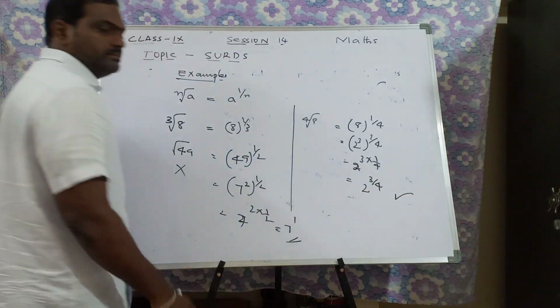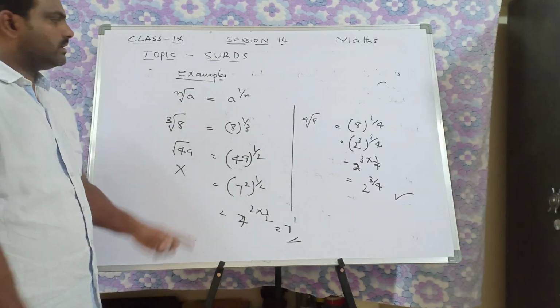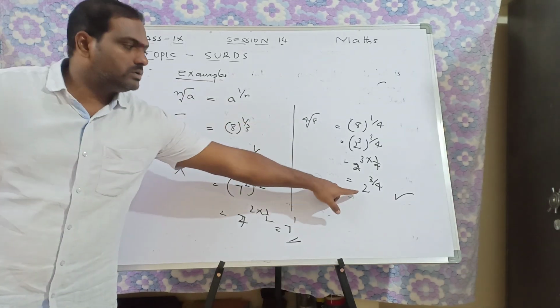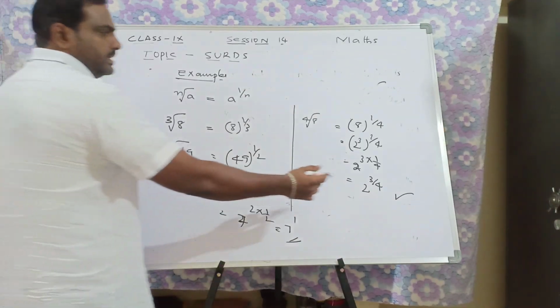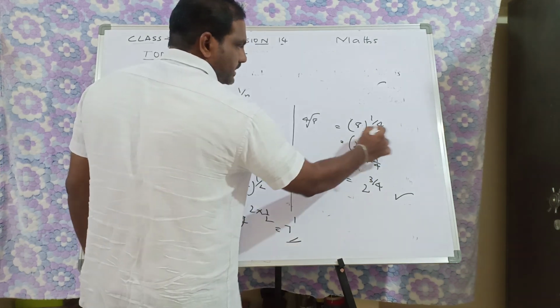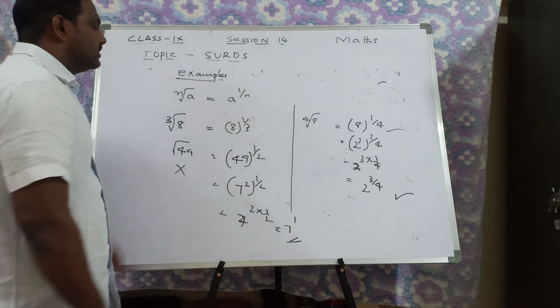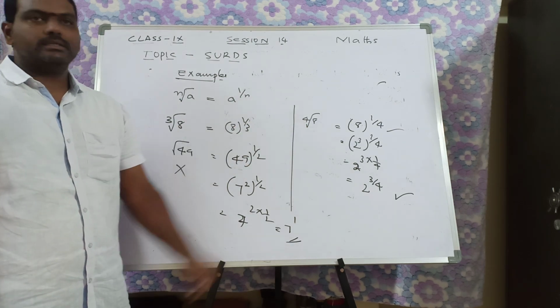Yes, it is a surd. Here there is no chance of cancelling. That's why it is a surd. So the cube root of 8 is not a surd, but the 4th root of 8 is a surd.